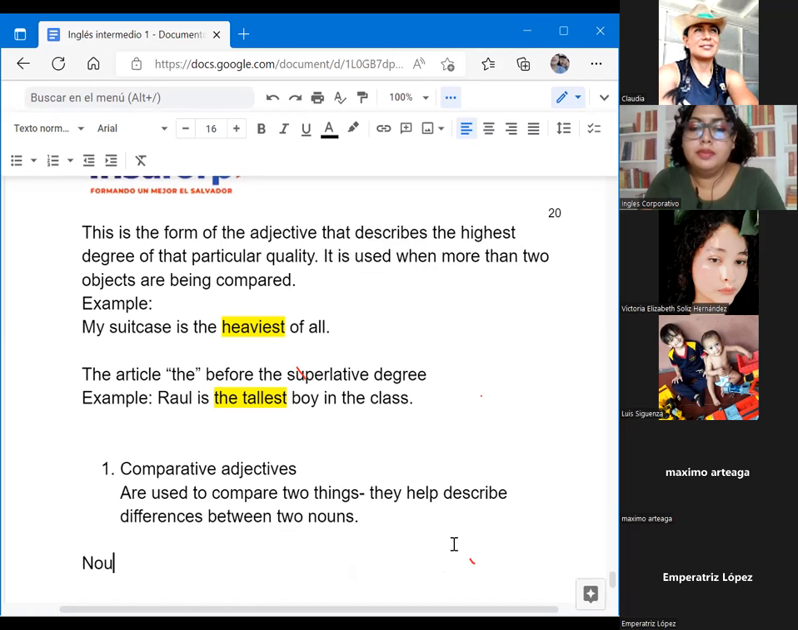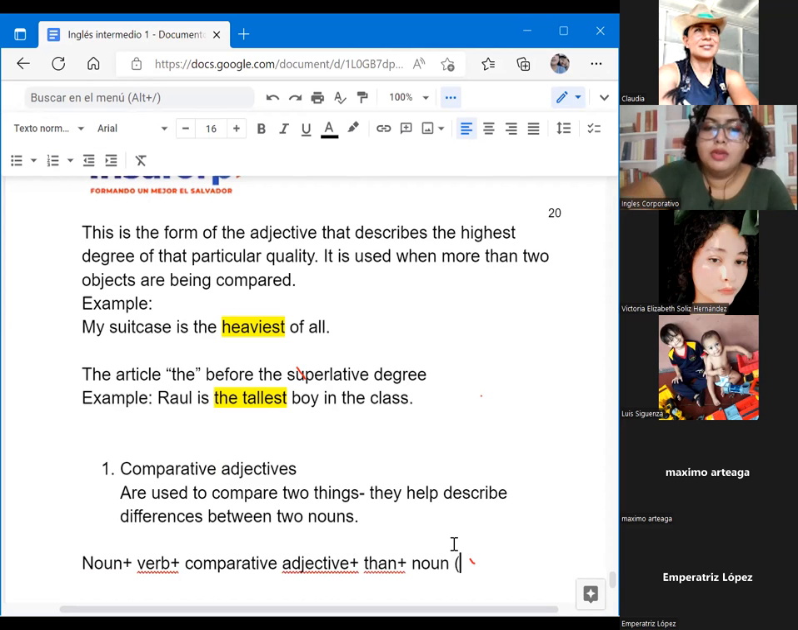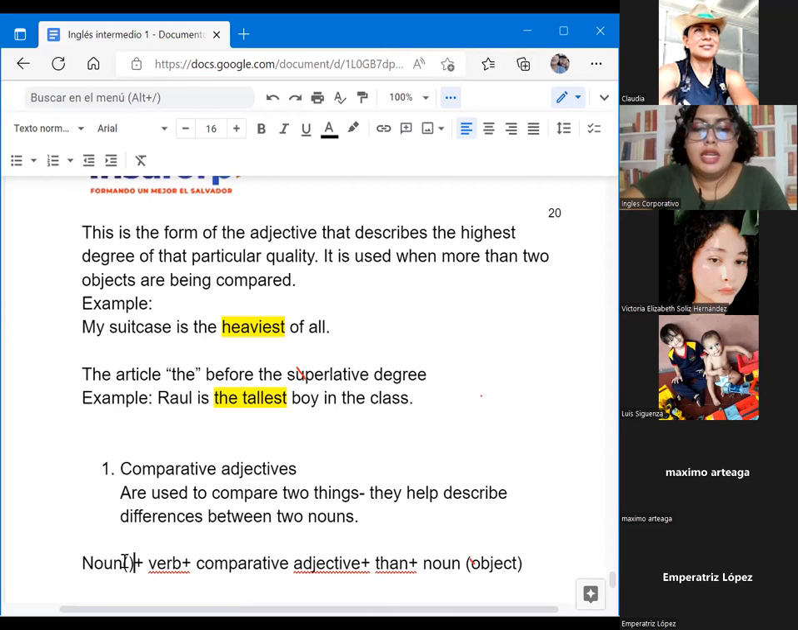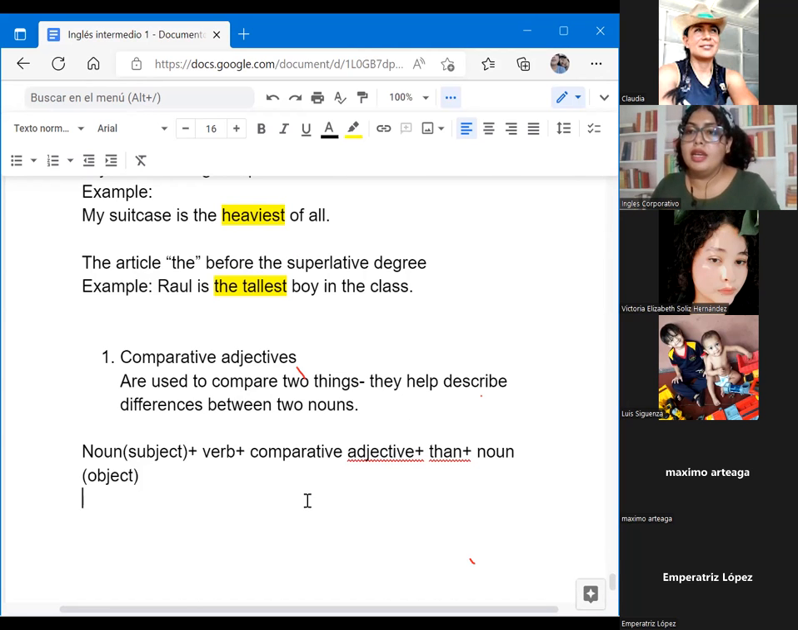We have first the noun, then we have the verb, then we have the comparative adjective. Then we have than, and we have the noun. In this case, this noun is the object. And this noun that we have at the beginning is the subject. Esta es la estructura que vamos a estar siguiendo para los comparativos. We are going to have two different nouns in this case. We have the noun number one, that is the subject, and the noun number two, that is the object of the sentence. Then we are going to write the verb, the comparative adjective, then, and the object.